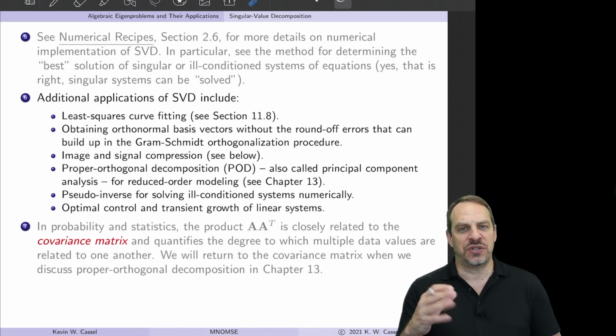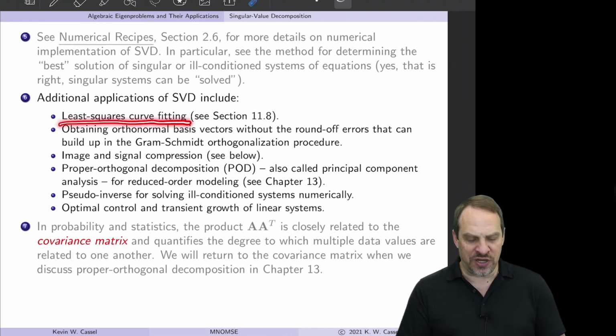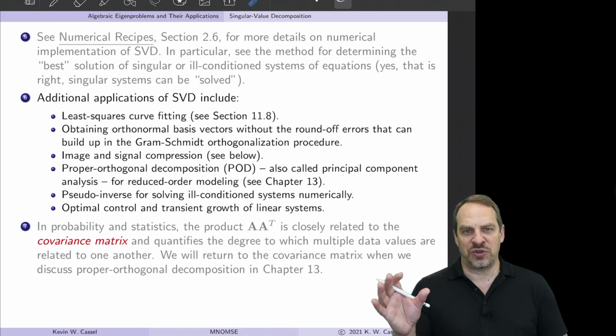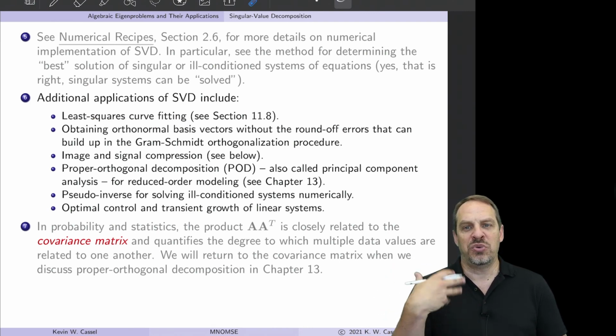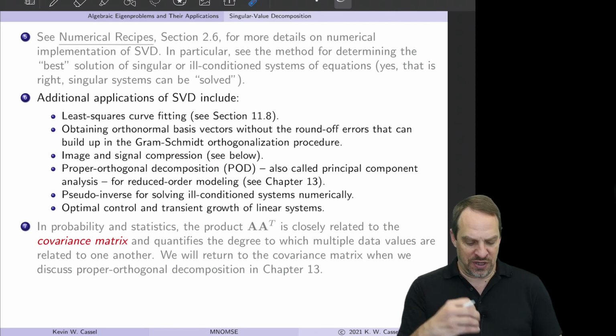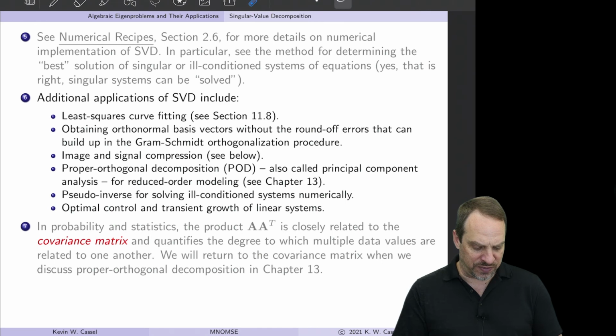So finally, let me list a number of applications. I keep making this claim that SVD has applications all over the place. Let me just list several of them here. So the first is least squares curve fitting. I kind of alluded to this a moment ago. Least squares curve fitting is a topic we'll discuss in part 3, and it can be put into an SVD framework. You don't have to put it in that framework, but you can, which is actually quite helpful to see how it relates to these ideas of data reduction that we've been talking about.